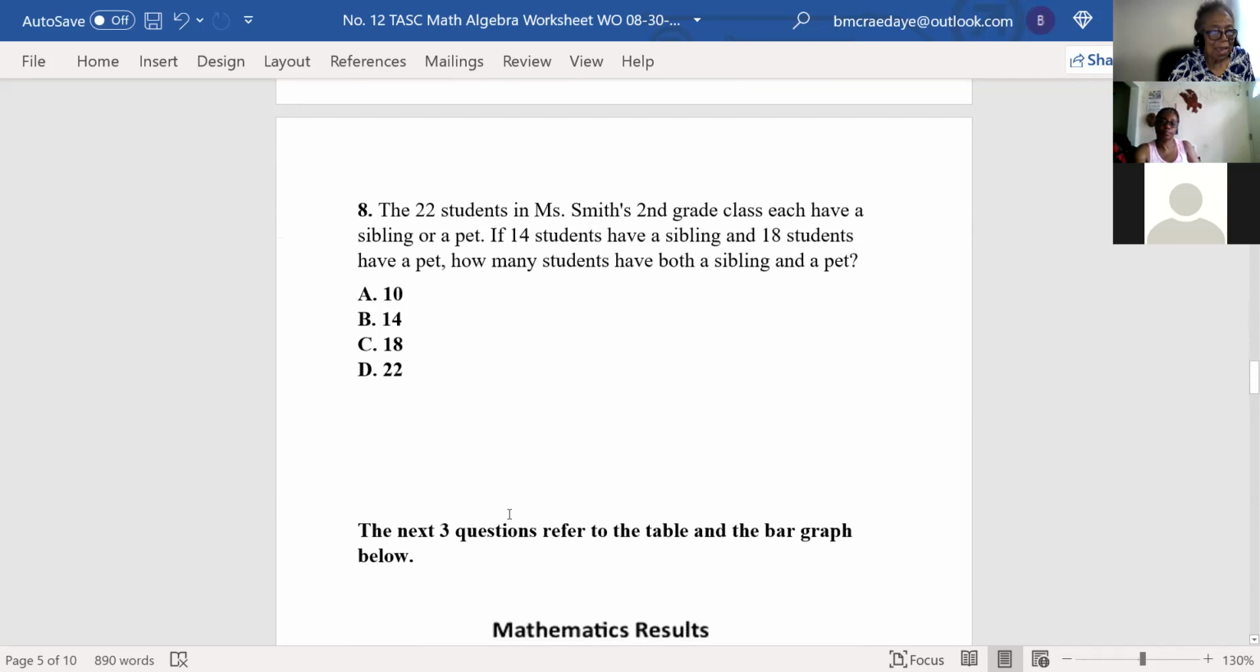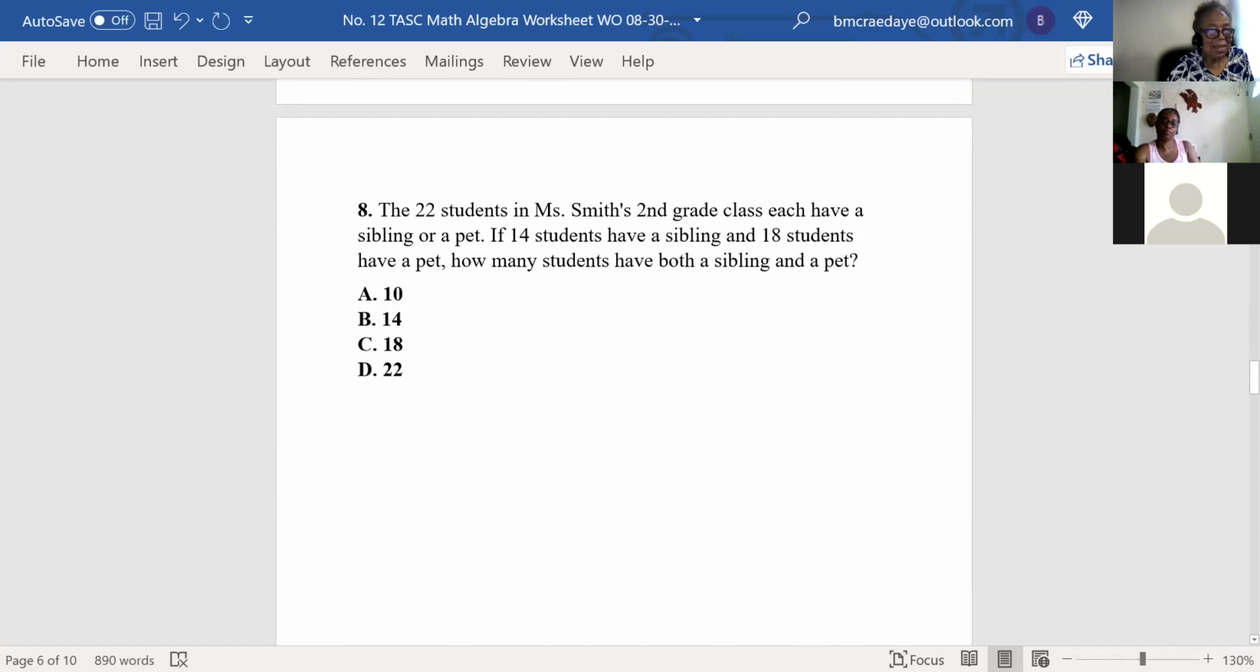Okay, number 8, Vanessa. Read number 8, and I'll give you a couple of minutes to figure it out. The 22 students in Miss Smith's second grade class each have a sibling or a pet. If 14 students have a sibling and 18 students have a pet, how many students have both a sibling and a pet?